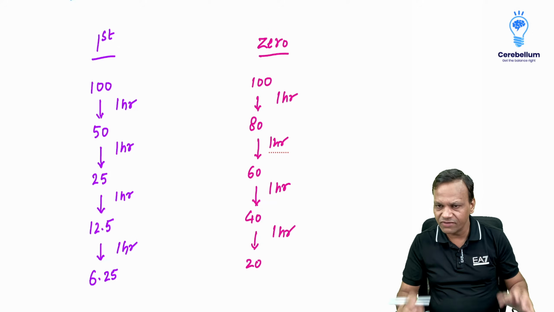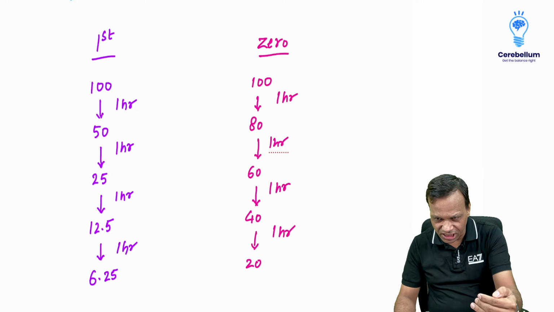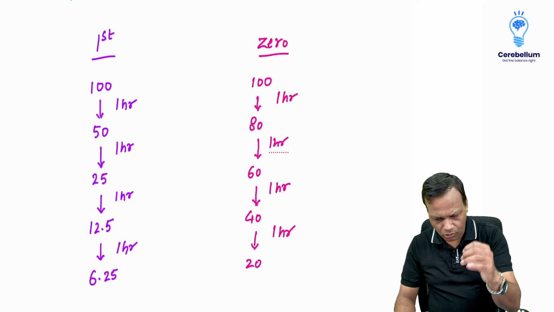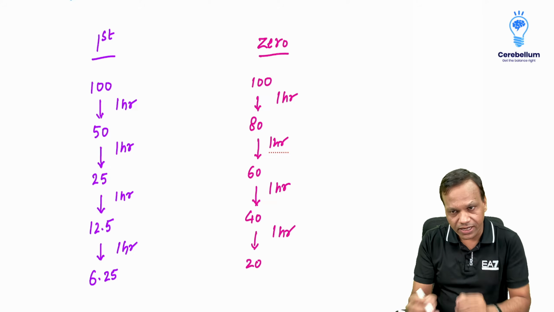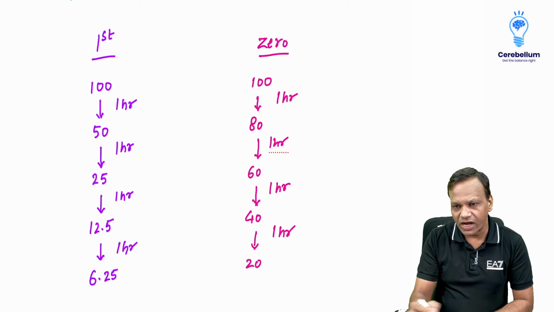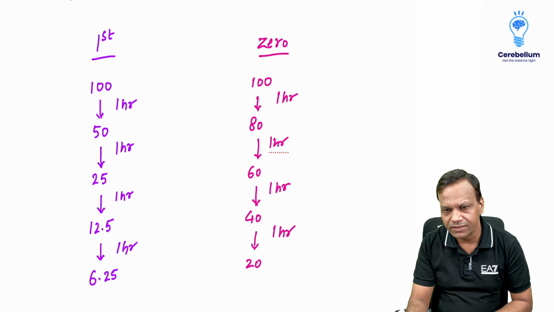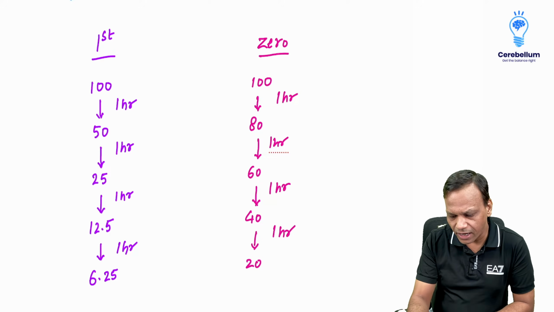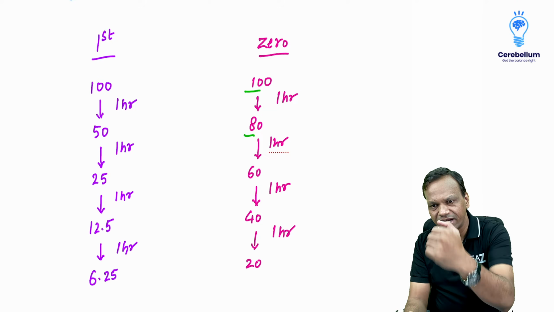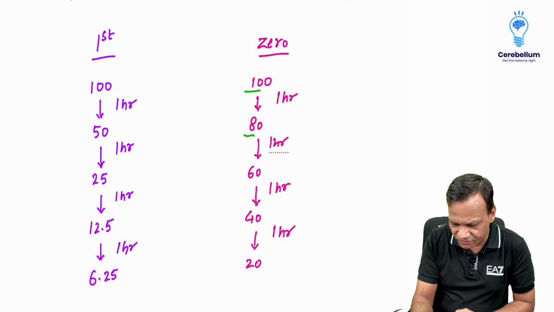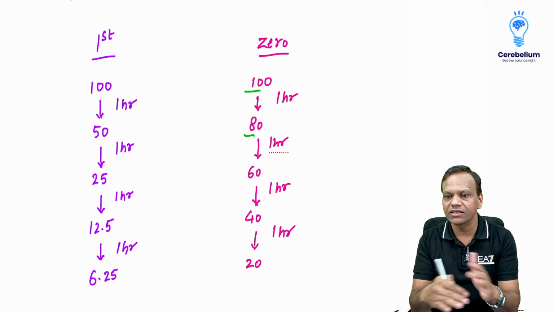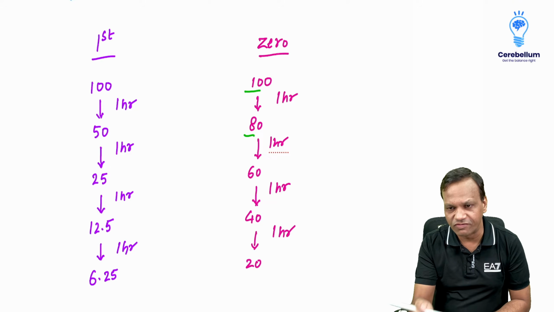You understand the basic difference? In first order, the fraction is constant. In zero order, the amount is constant. Now the question is why I have taken different examples. We took 100 to 50 here. Why did we not take 100 to 50 here? The reason is if we take 100 to 50 in zero order kinetics, that means 50 is eliminated in one hour, and then the next 50 to 0, so it will become 0. I would not be able to compare the two. That's why I did not take 50 here.